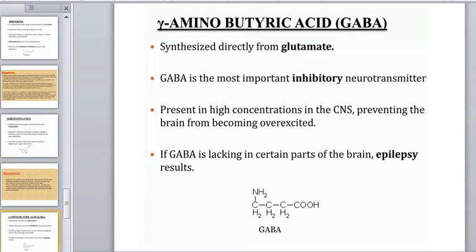Gamma-aminobutyric acid, GABA, is a neurotransmitter with an inhibitory effect. It's the most common neurotransmitter, present in high concentration in the central nervous system, especially in the brain, preventing the brain from becoming overexcited. GABA is lacking in central parts of the brain in epilepsy, and it also contributes to motor control and vision.